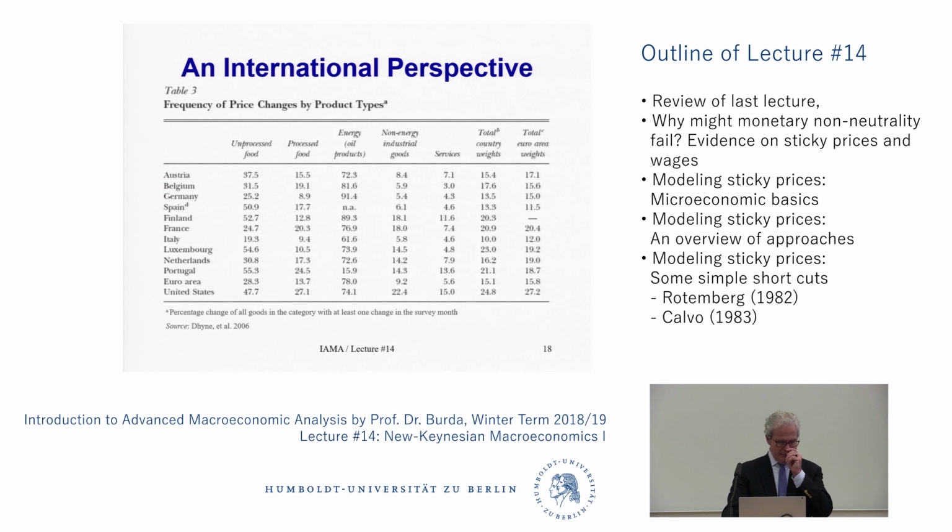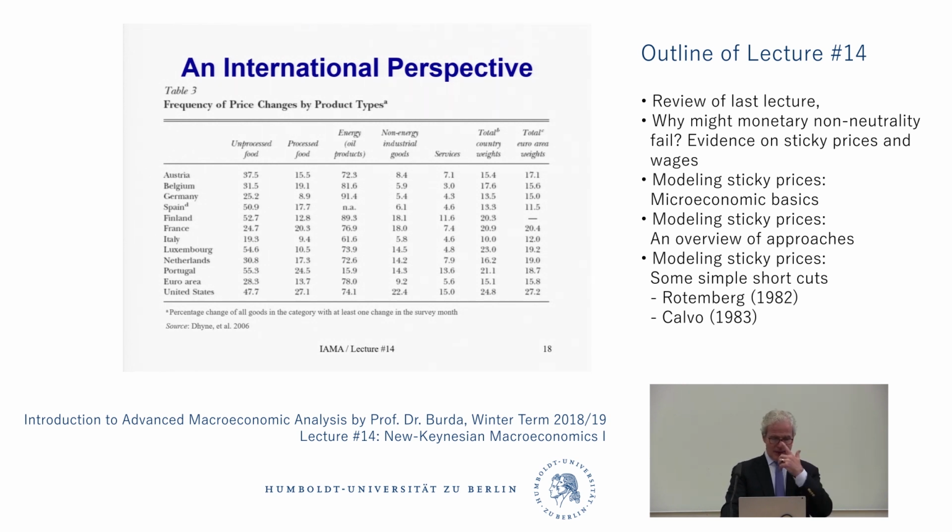monetary area for 5 different types of goods or services, and then weighting using 2 different weighting schemes to get a total average frequency of price changes. So this is measured in a different way than before. This is the percentage of all goods in the survey in the period of survey that had at least one change in the survey month.